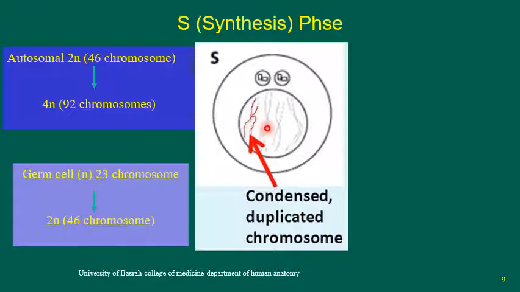The amount of DNA present in autosomal cells is 2n and becomes 4n after S phase, and in the germ cells the haploid number becomes the diploid number after S phase. Also, in this phase, there is duplication of the centrosome.